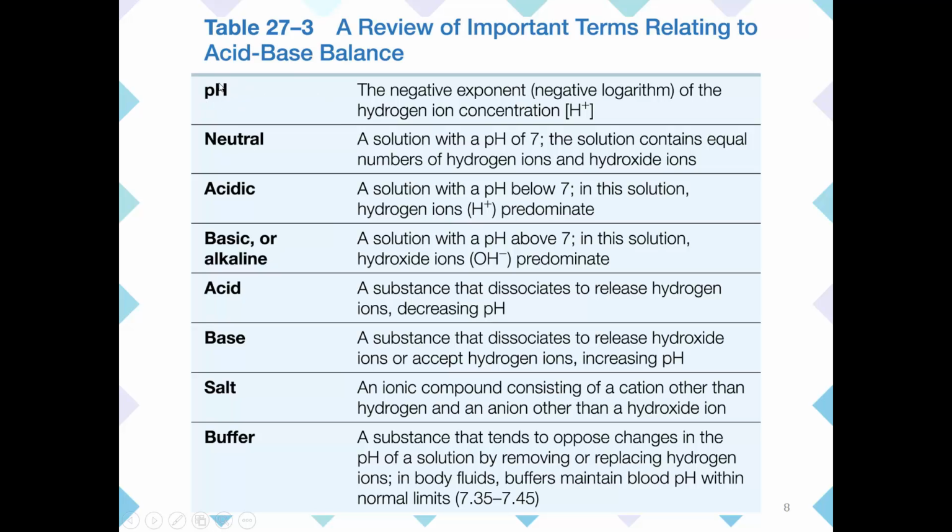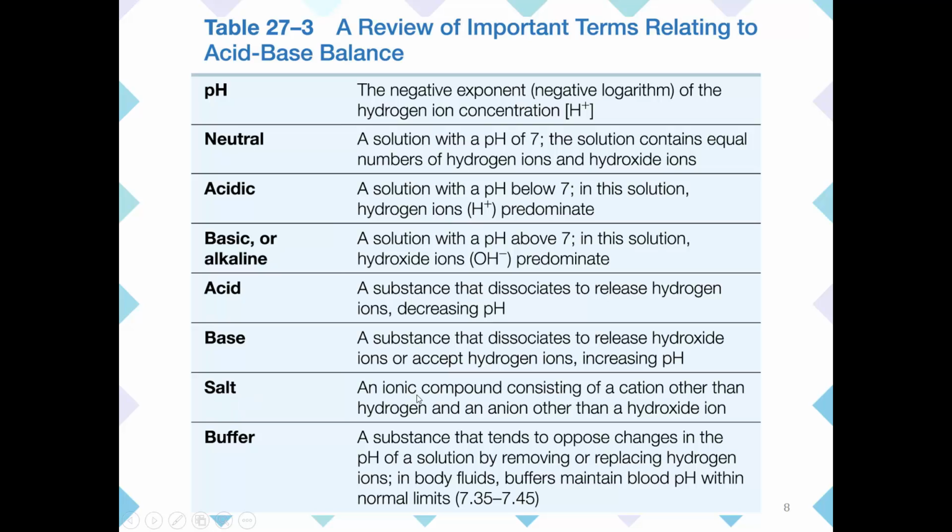The pH is the negative log of the hydrogen ion concentration. Neutral is a solution with a pH of 7 because that has an equal number of hydrogen and hydroxide ions. Acidic is a solution with a pH below 7 because it has more acid. Basic or alkaline is above 7 because it has more OH.